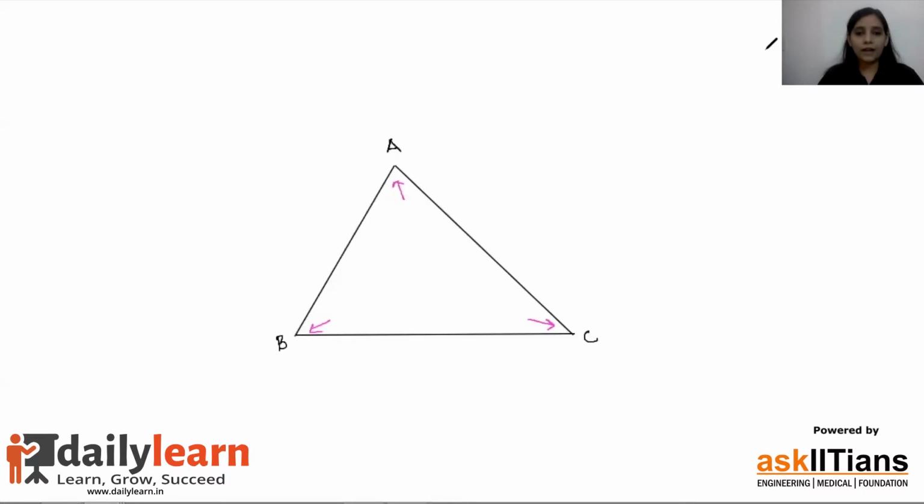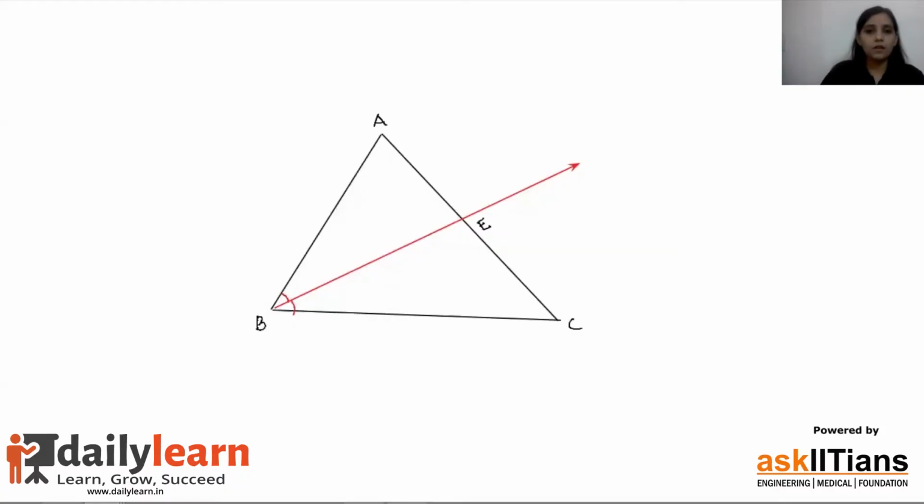Now, angle bisectors in a triangle. In a triangle, we have three angles: angle A, angle B, and angle C. Now, we are going to draw the angle bisector of each angle. The angle bisector of angle B is the ray BE, such that angle ABE is equal to angle CBE.